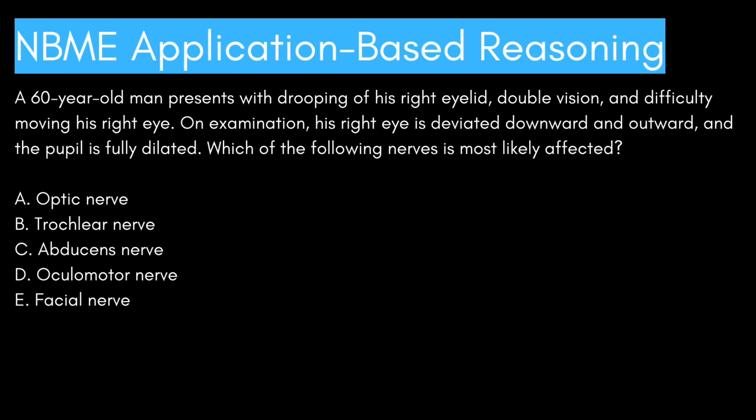A 60-year-old man presents with drooping of his right eyelid, double vision, and difficulty moving his right eye. On examination, his right eye is deviated downward and outward, and the pupil is fully dilated. Which of the following nerves is most likely affected?